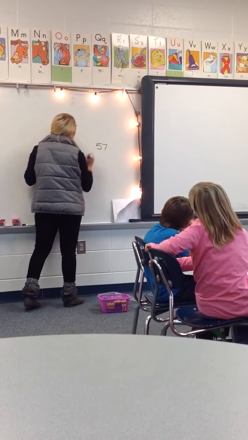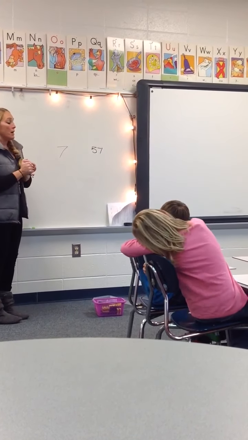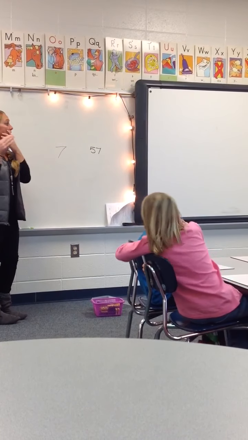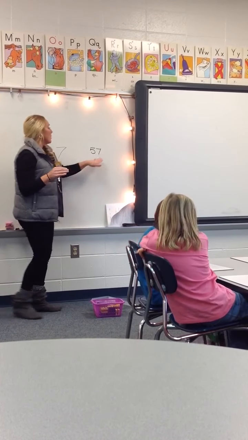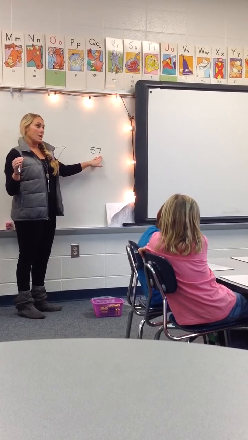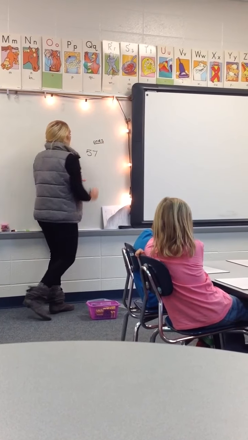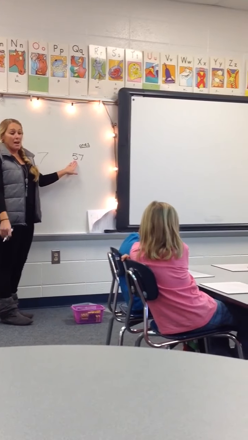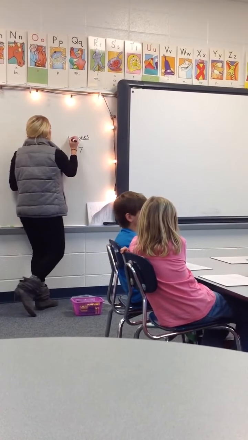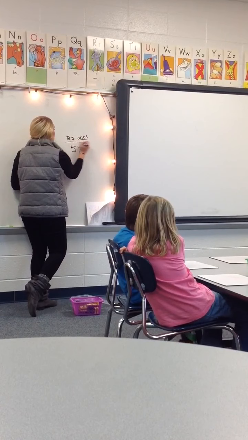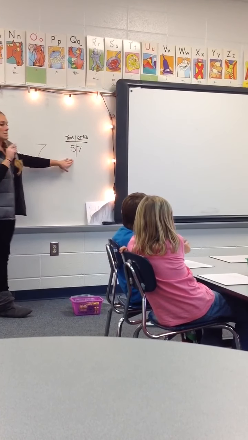If I have 57. All right, let's think about place, okay? The placement of these numbers. Okay, what place is the 7 in? Ones. Yes, that is our ones place. And what about the 5? Tens. That is the tens. And in our number there's no hundreds. No. Okay, hundreds.